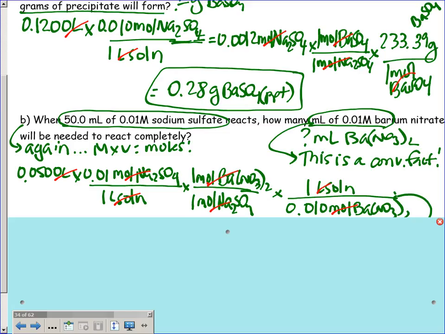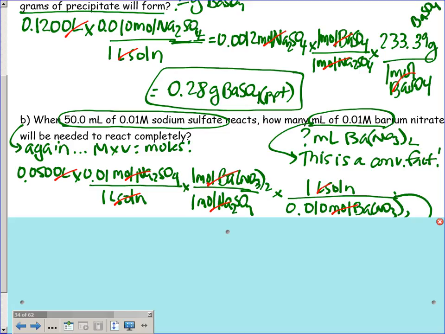Now the last step is that the moles of barium nitrate have to cancel, but I have to get to liters. Well, the only relationship between moles and liters of solution, don't think 22.4 liters. That aligns with what? Gases. Thank you. So this is that conversion that is actually the molarity. But what have I done to the molarity here?